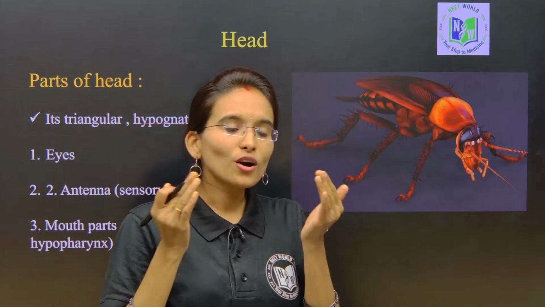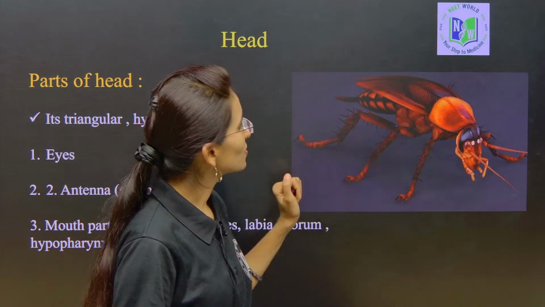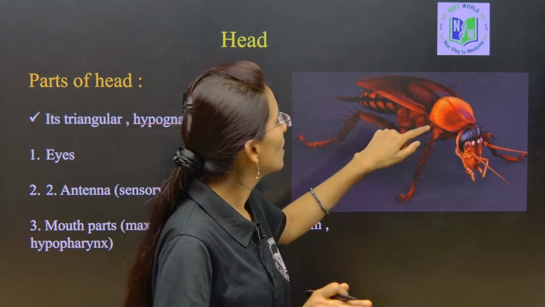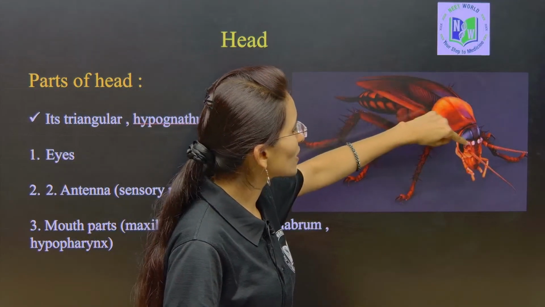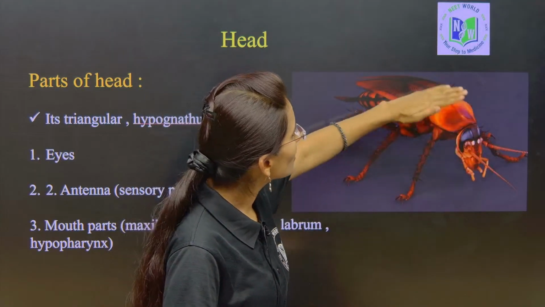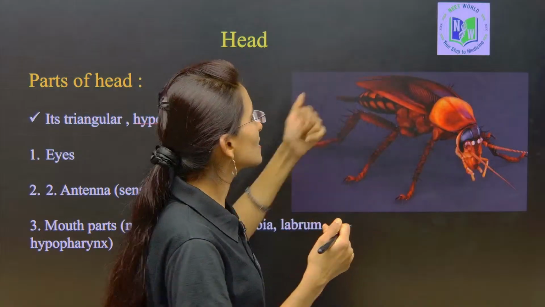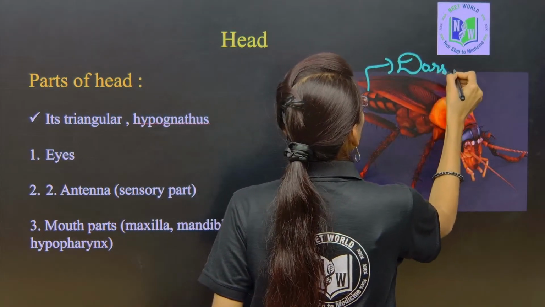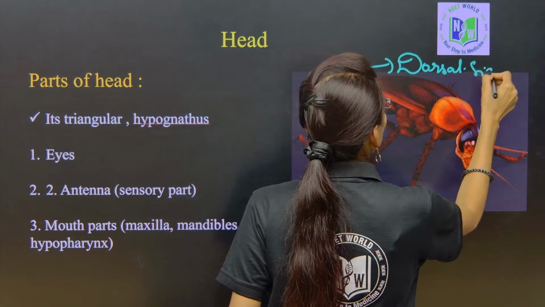The things we can see externally in the cockroach, usually we can see the wings directly. We can see the wings, we can see the thorax and we can see the head, mouth, everything. So all the things which we can see, it is called the dorsal side, right?